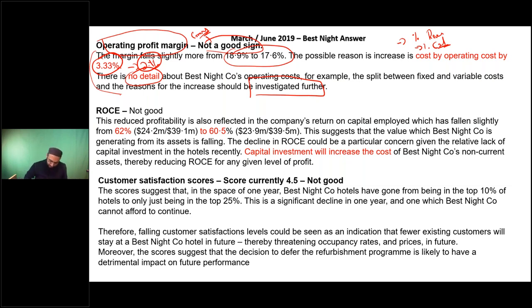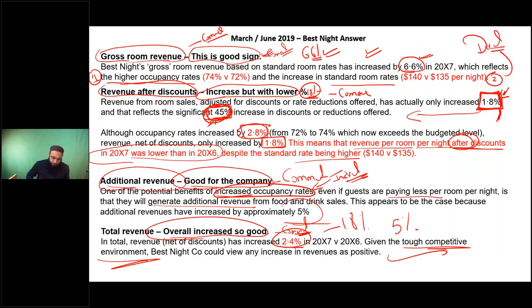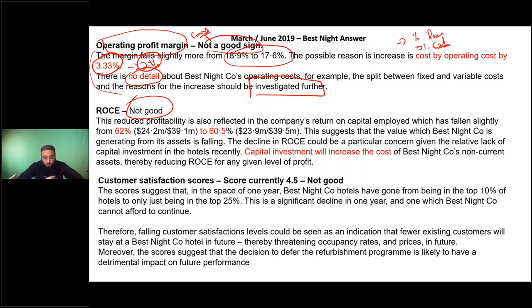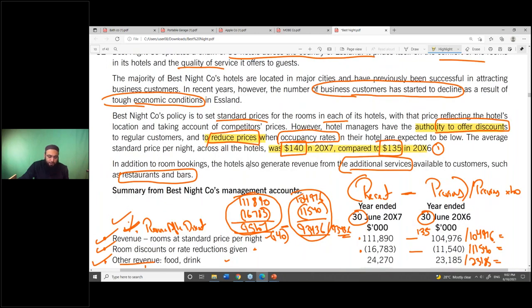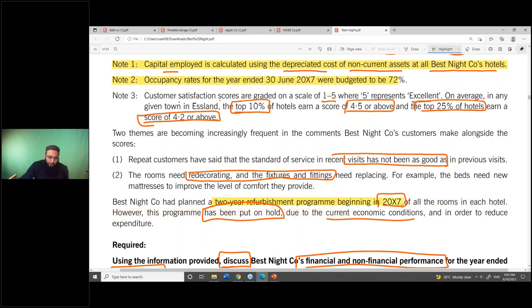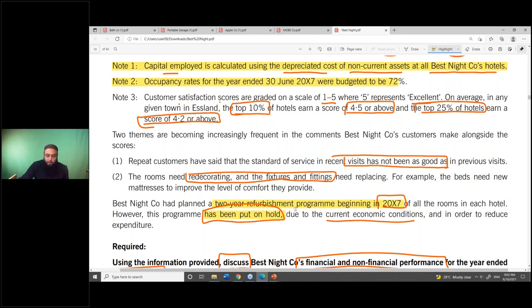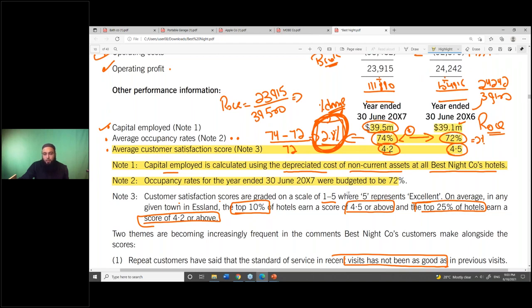Okay. ROCE has gone down slightly from 62 to 60.5. What is the comment, good or bad? Not good. Why did this happen? You have reasons. The first reason is that at the start of 20X7, you started a 2-year refurbishment program. Though you put that on hold, you started the refurbishment program, which means your capital employed has increased slightly because of that. And you can see the increase in capital employed. That's one reason: the investment that you have done, but you just put that on hold. So one reason for the ROCE decline is the increase in investment.